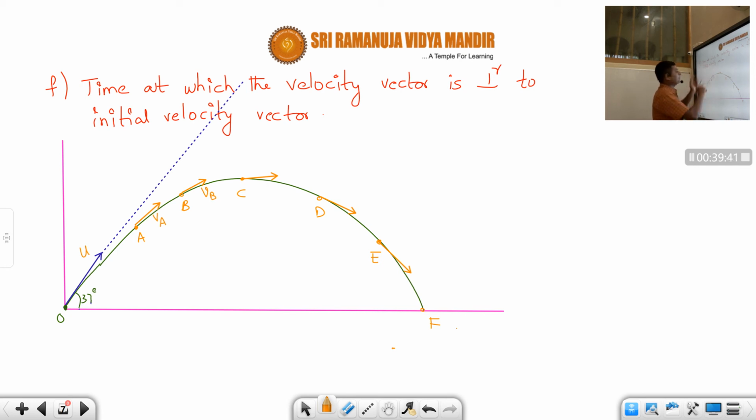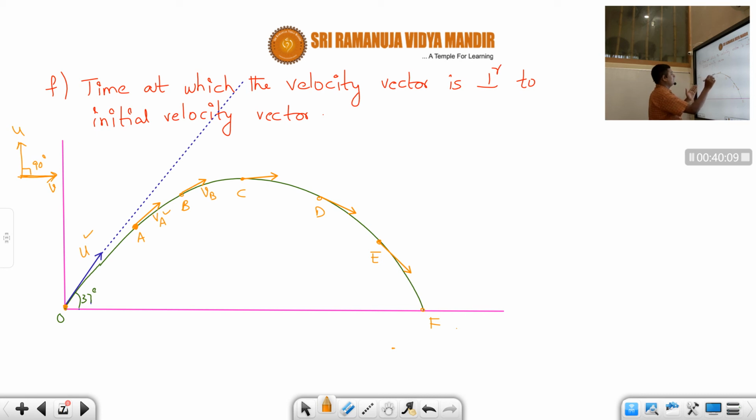Sorry, at A point when the velocity is Va, and at the initial point when the velocity is u, are these two perpendicular? Perpendicular means the angle between them should be 90 degrees. If this is u and this is some v, then these two are said to be perpendicular. Is the angle between u and v 90? No.